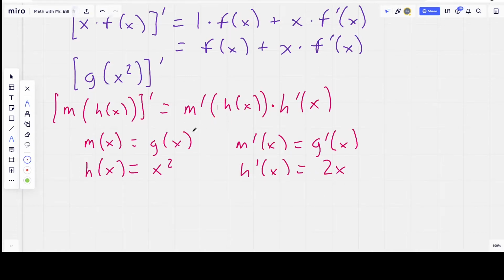2x. So putting everything in now, I get m prime of h of x. So that's going to be g prime of h of x. So the h of x was just x squared still, times the derivative of h, h prime. So that's going to be times 2x.